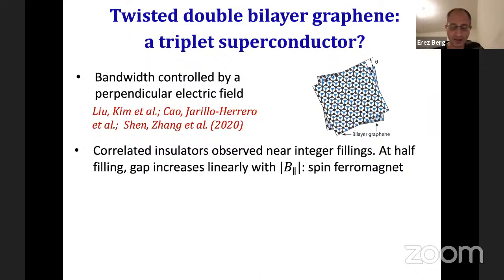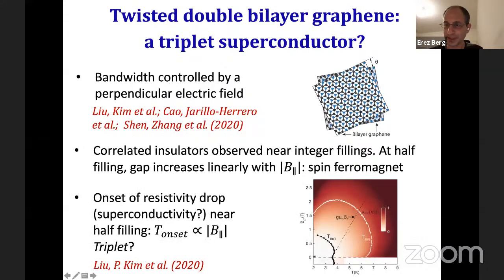At half filling, it was found experimentally that the gap of this correlated insulator state increases linearly with in-plane field. This is an indication of a ferromagnet, because if you have a polarized ferromagnet, you have polarized bands, and as a function of Zeeman field, the filled band would go down in energy and the empty band would go up linearly. So it looks like there's spin ferromagnetism in the system.